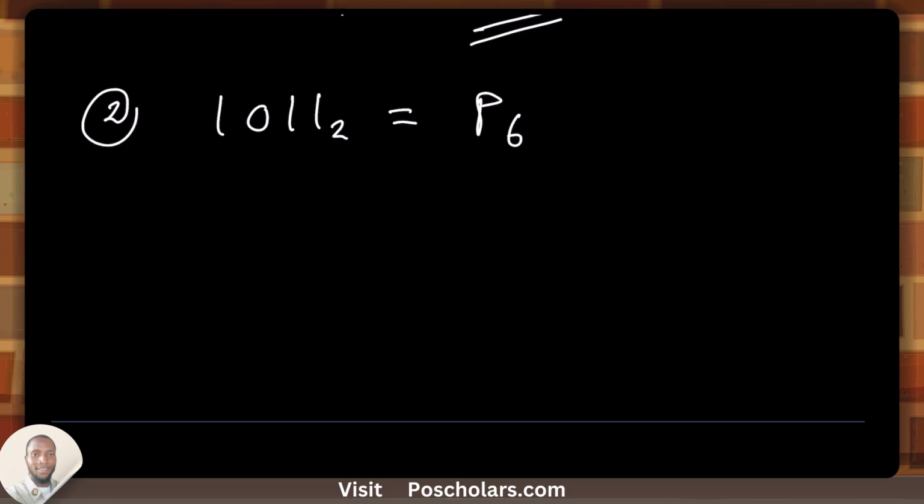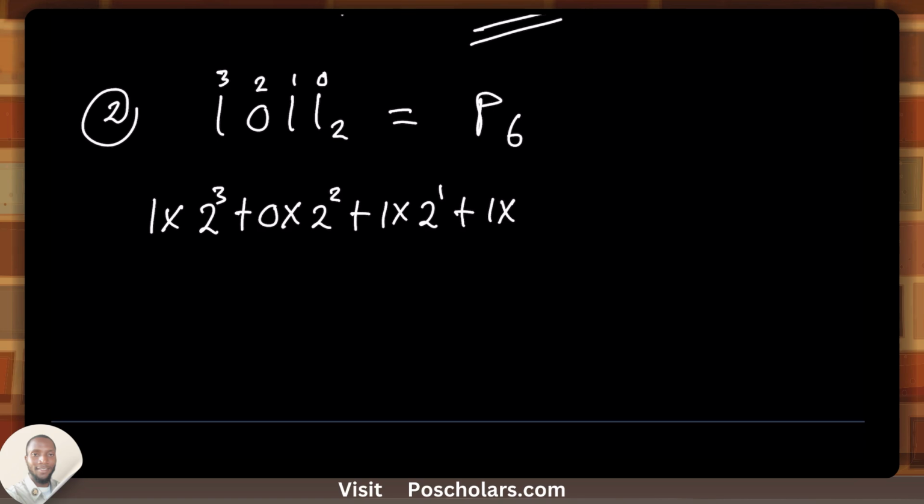So to do that, I'll focus on the left hand side. We'll convert the left hand side to base 10, right? So how do you do that? The first thing to do is you order it 0, 1, 2, 3. Then next you say 1 times 2 raised to power 3 plus 0 times 2 raised to power 2 plus 1 times 2 raised to power 1 plus 1 times 2 raised to power 0 equal P base 6.